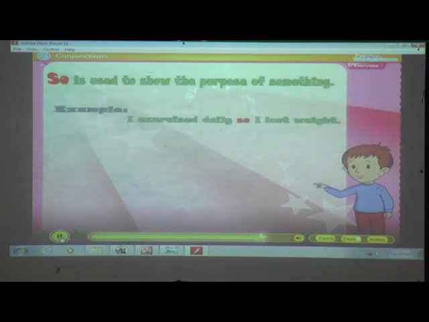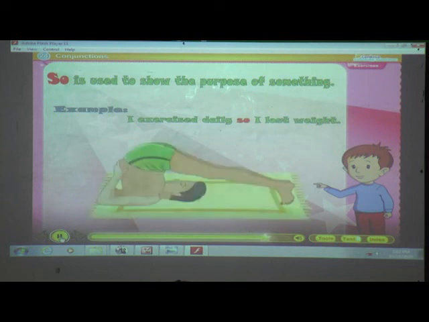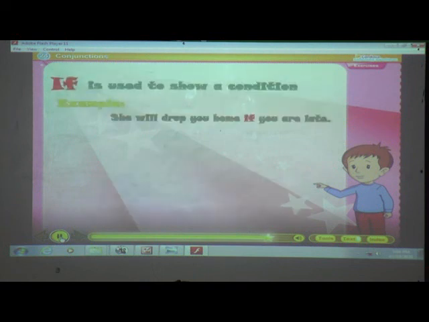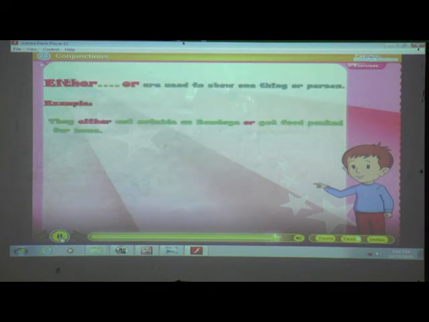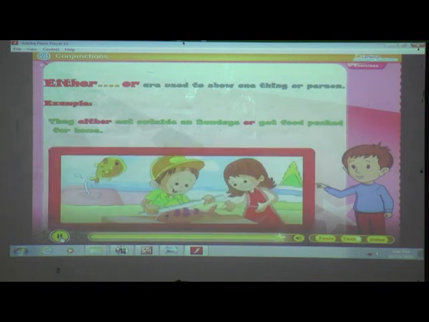So is used to show the purpose of something. Example. I exercised daily, so I lost weight. If is used to show a condition. Example. She will drop you home if you are late. Either or are used to show one thing or person. Example. They either eat outside on Sunday or get food back for home.